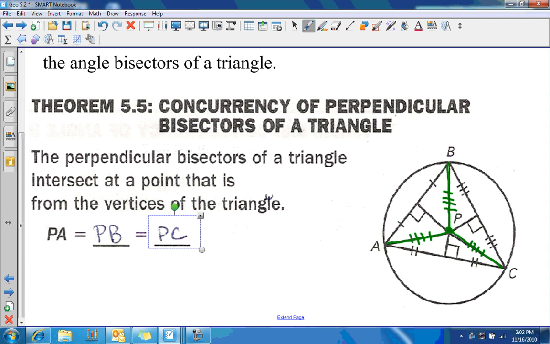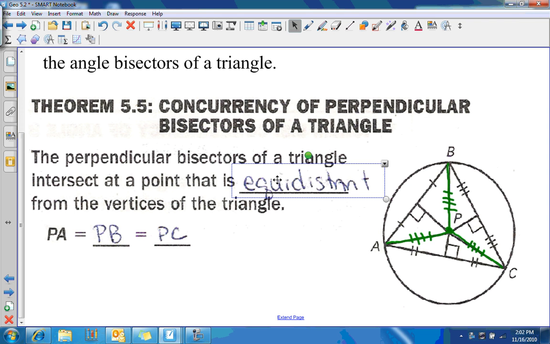They're all going to be the same length if their perpendicular bisectors intersect at the point of concurrency. They're equal distance, the same distance apart. Questions so far?